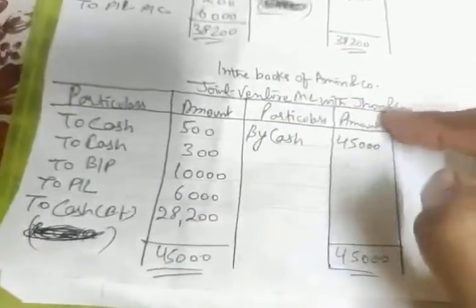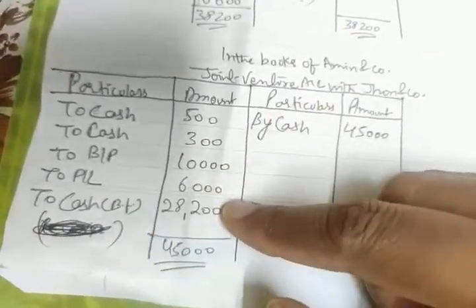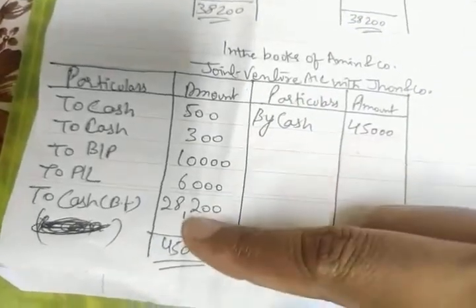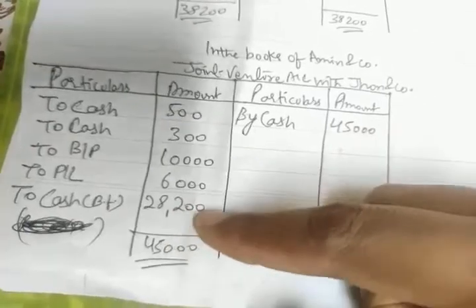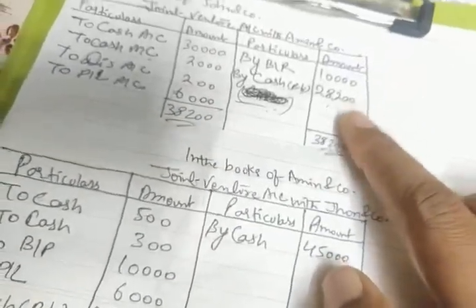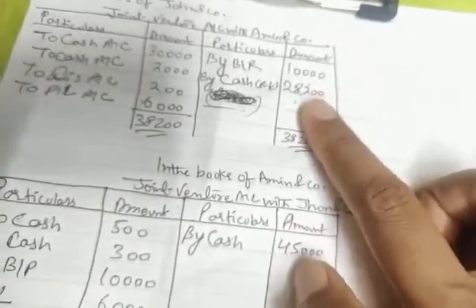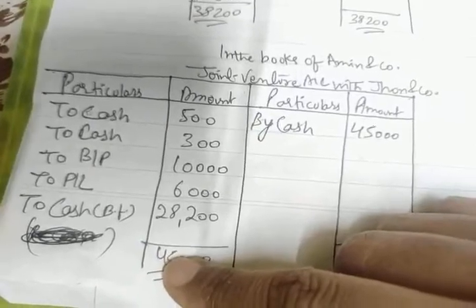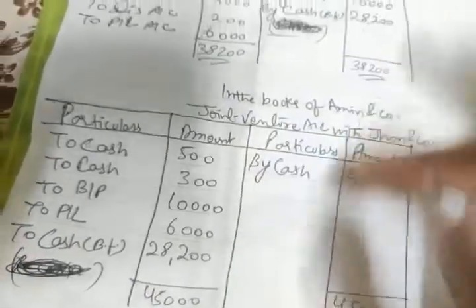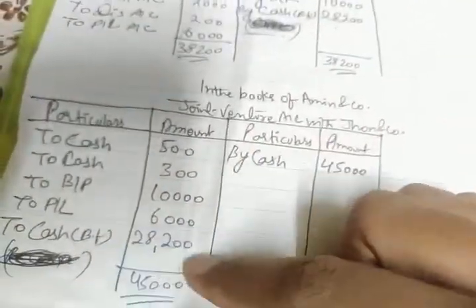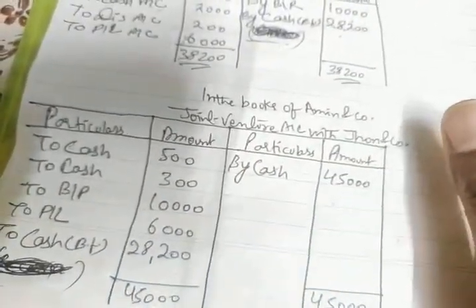In a similar way we are going to do the entry in the books of Amin and Company, profit and loss 6,000, and after that we will make the total, and then finally the balancing figure we are going to get is 28,200. So just make sure that the balancing figure you get in the books of John and Company on the credit side is the same amount you get in the books of Amin and Company on the debit side. So it shows that John and Company is supposed to receive 28,200 from Amin and Company.